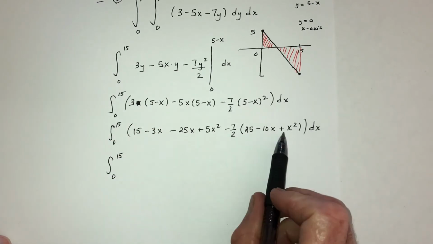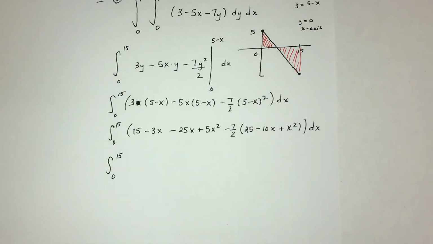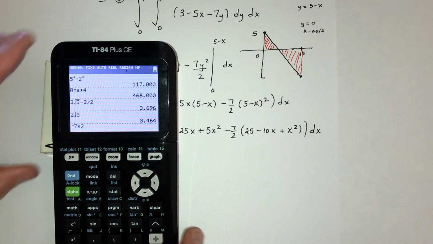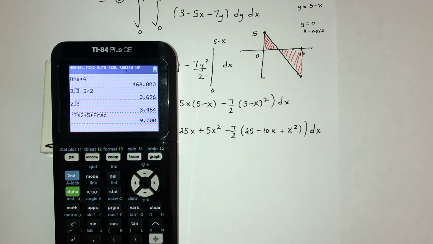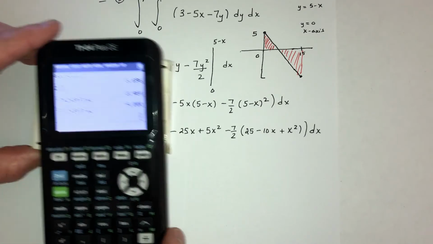So let's see, there's negative 7 halves x squared plus 5. Negative 7 halves plus 5. That's not right, I hit the wrong button. Negative 7 halves plus 5 is 3 halves.